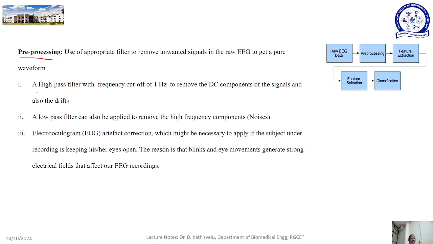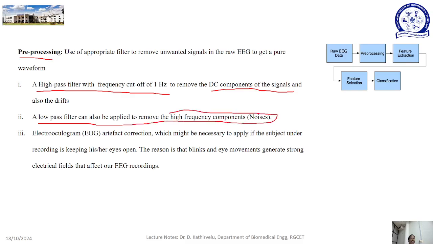Here we use a high pass filter with a cutoff frequency of 1 Hertz to remove the DC components of the signal which are close to 0 Hertz. A high pass filter with cutoff frequency 1 Hertz will remove DC components, or signals with frequency close to 0 Hertz. And we know that high frequency components are always noise. So we need to use a low pass filter to remove these high frequency components.